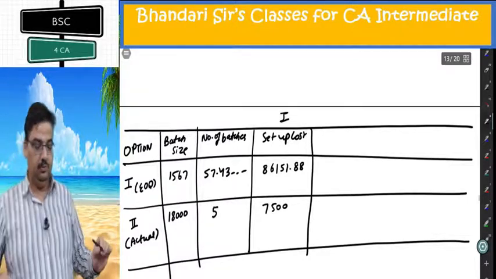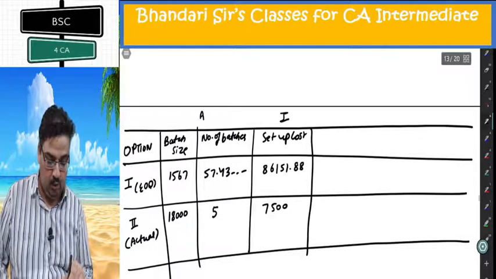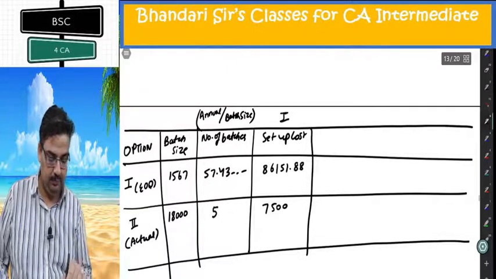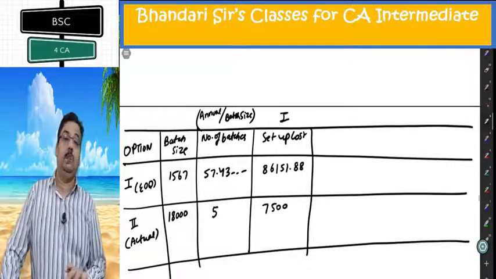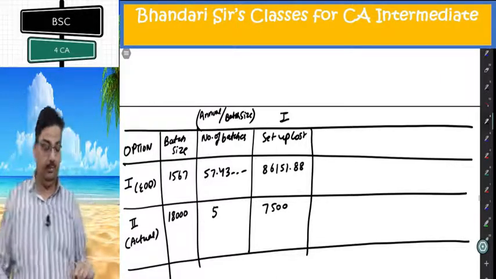First cost: always get the number of batches. How did I compute the number of batches? Annual requirement divided by batch size. How do I compute setup cost? Number of batches multiplied by setup cost per batch. From there I am getting it.